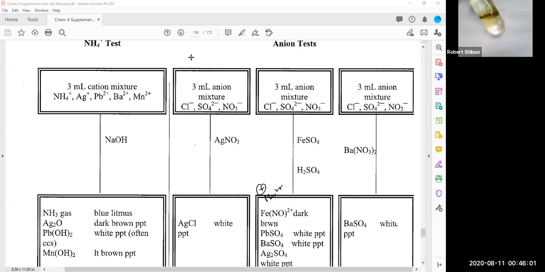And it's where the sulfuric acid is meeting the iron 2 and the nitrate. The H plus from the sulfuric acid reacts with nitrate to attack the iron 2, and it makes NO. And then the NO reacts with the iron 2 to make the brown ring. This is the brown ring. And so it's just a brown ring, which is a liquid layer. And so this tested positive for nitrate.